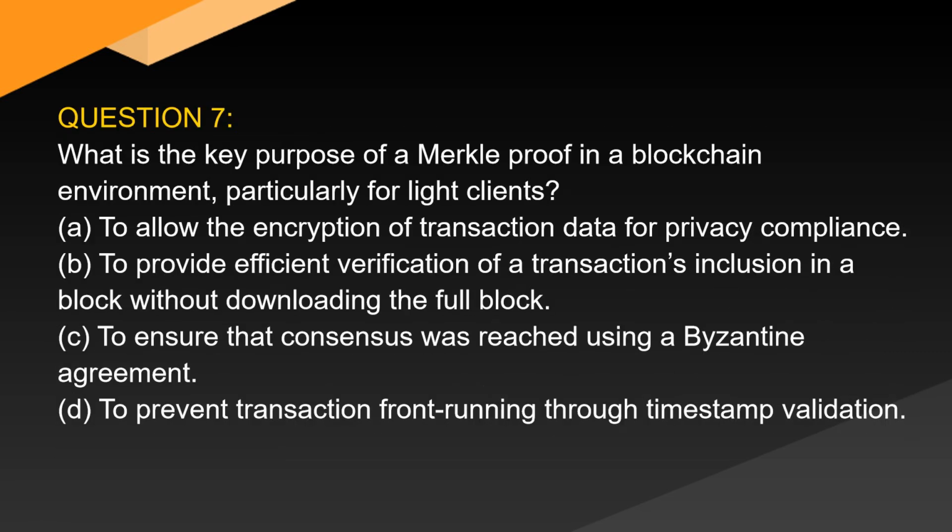Question 7. What is the key purpose of a Merkle proof in a blockchain environment, particularly for light clients? A. To allow the encryption of transaction data for privacy compliance. B. To provide efficient verification of a transaction's inclusion in a block without downloading the full block. C. To ensure that consensus was reached using a Byzantine agreement. D. To prevent transaction front-running through timestamp validation.